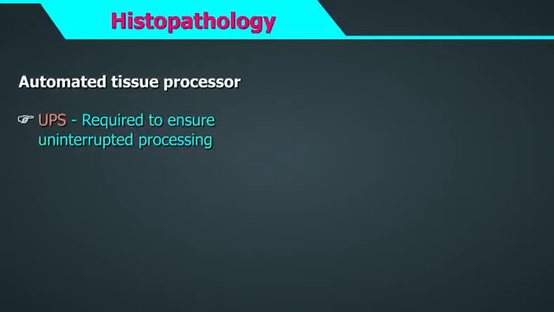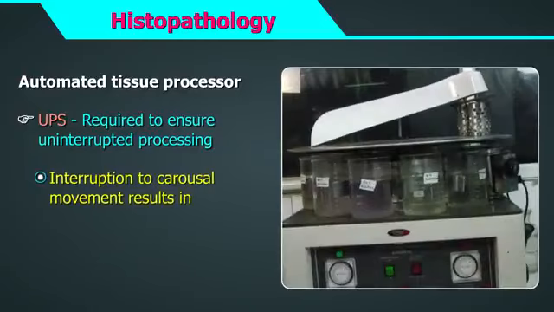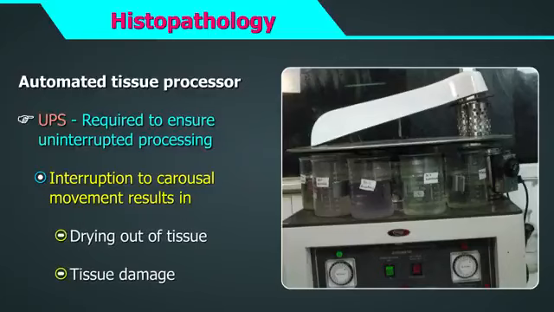The need for UPS is very vital in ensuring uninterrupted processing. Since the processor is run during night hours, contingencies for breakdown should be followed in the event of a UPS malfunction. Interruption to carousel movement can result in the basket hanging above, leading to drying out and tissue damage. Similarly, prolonged immersion in xylene, isopropyl alcohol, etc.